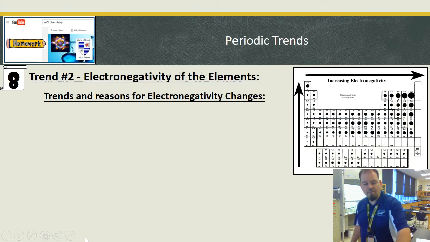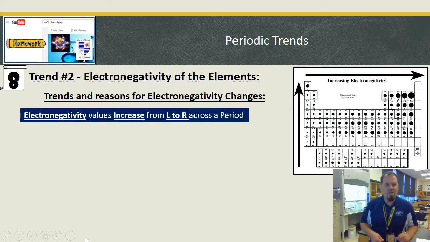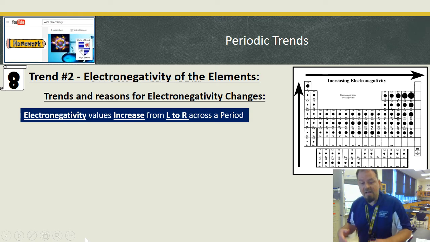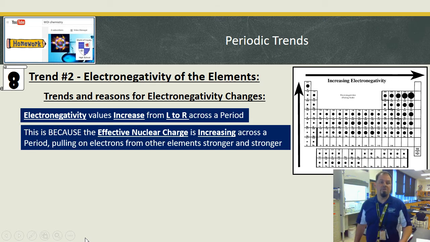Okay. Trend number 2, electronegativity. Revisit, electronegativity is the ability to attract another electron, hence how thirsty am I. So electronegativity is going to increase from left to right. I am more thirsty as I go across because I have a stronger effective nuclear charge. Those 9 protons only have to get through those 2 inner kernel electrons. So all those other electrons can feel that nucleus really, really good.